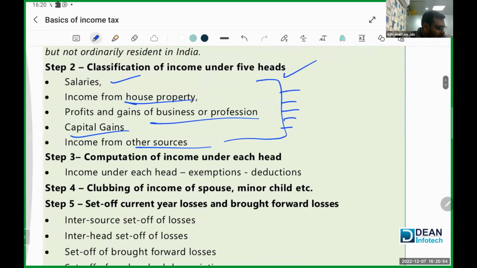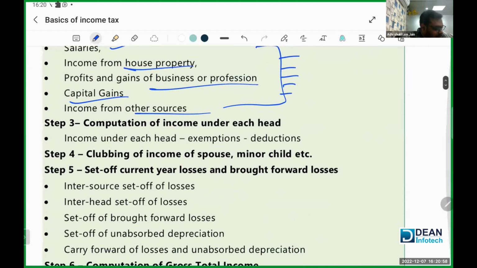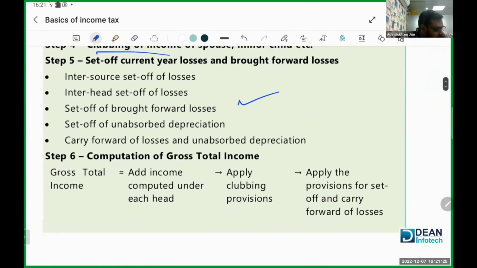Third is income under each head. We are going to list the exemptions and deductions, then the clubbing provisions, then set off and carry forward of losses from each head. Like set off from salaries would be different than the set off from capital gains or house property. All the incomes cannot be set off from each head. Inter-head set off can be done for some kinds of income, but all the incomes cannot be set off from all the heads. So that is how the set off provisions are applied.